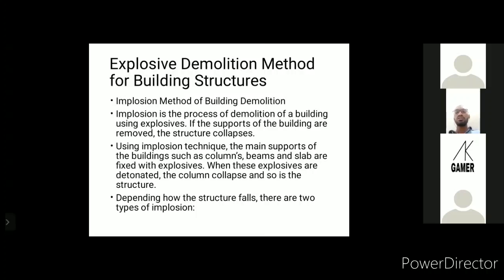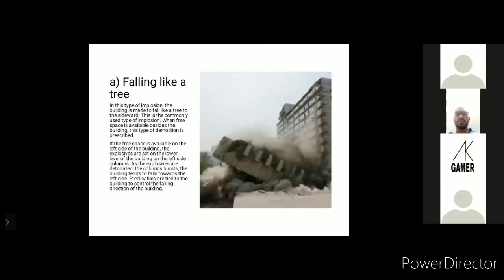Depending on how the structure falls, there are two types of implosion. Falling like a tree. In this type of implosion, the building is made to fall sideways like a tree. This is the commonly used type of implosion. When free space is available beside the building, this type of demolition is prescribed.